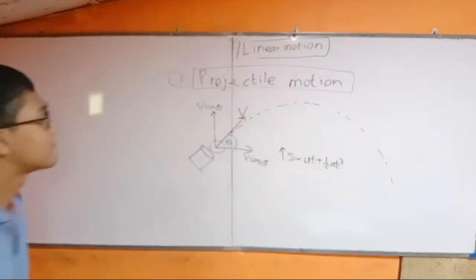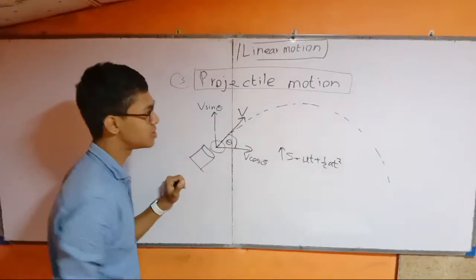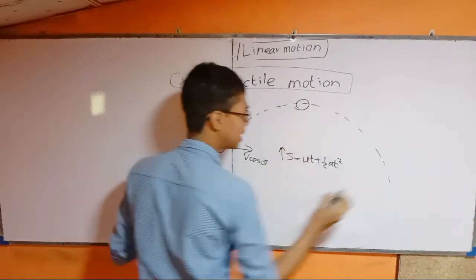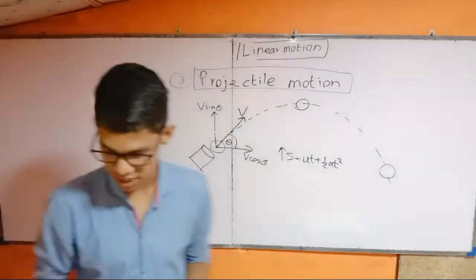Then what happens? This velocity doesn't change. Why? Because theta doesn't change. Let's take here and let's take here. Why does v cos theta not change?